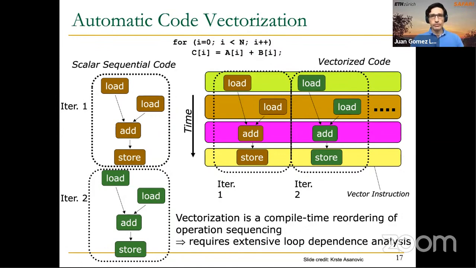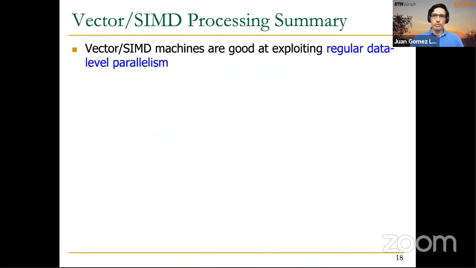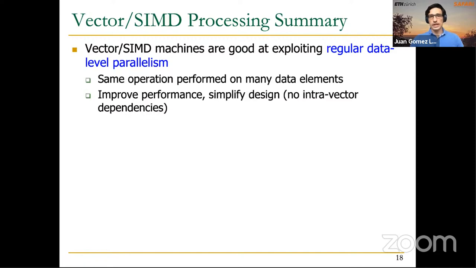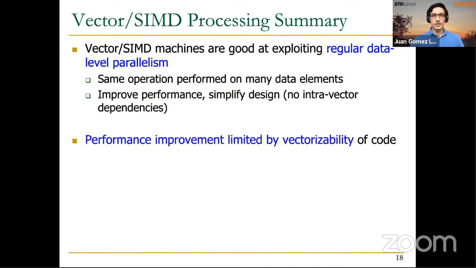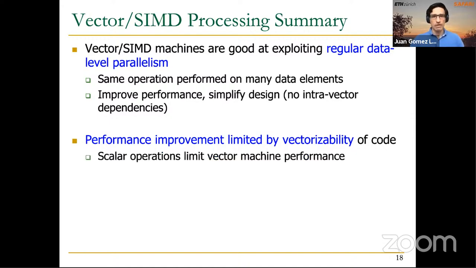and then generate the vectorized code. So in order to summarize about vector or SIMD or array processors, they are very good at exploiting regular data level parallelism. They perform the same operation on multiple data elements. Clearly, we can improve performance because we can execute operations in parallel, instructions in parallel. However, this performance improvement is limited by the vectorizability of the code. It's limited by how many parallel sections we really have in the code.